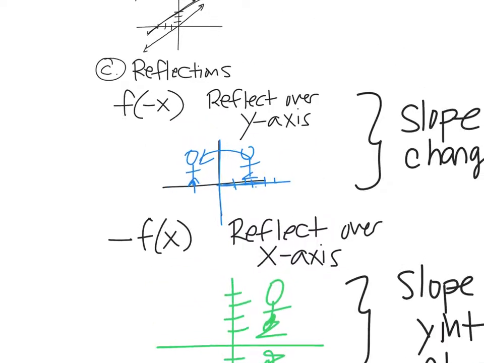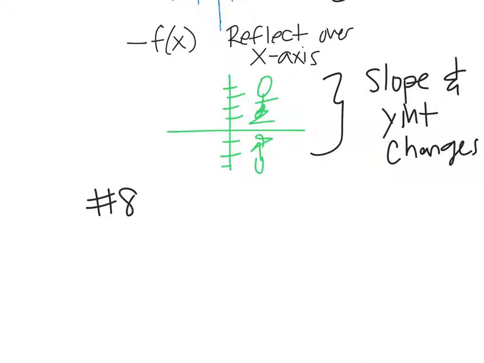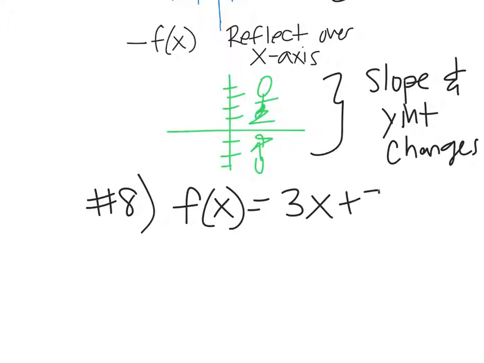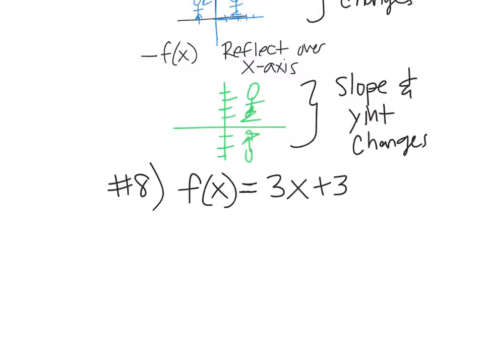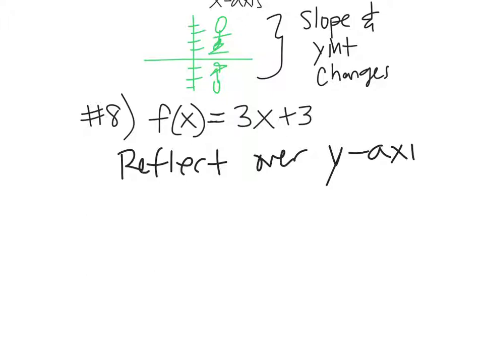Okay, so let's do one. Where are we at? Number 8. Okay, so let's start with this function right here. F of x equals 3x plus 3. What we're going to do is reflect this over the y-axis. We're going to draw a picture of this, and we're going to make a rule for it.